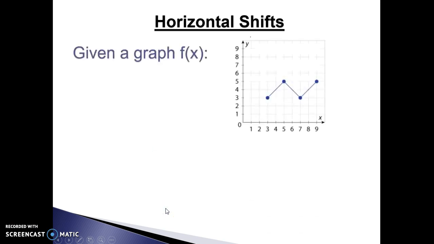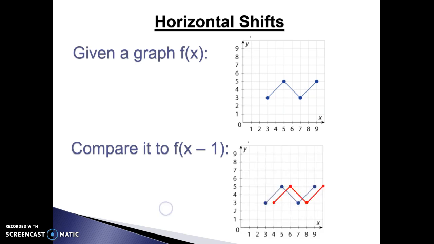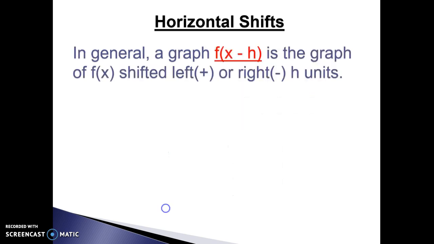Alright, so now let's look at our original function, and compare it to the graph of f of x minus 1. Again, the x minus 1 is in parentheses. If we look at our red graph, you can see that it has been moved to the right 1 unit. So in general, a graph of f of x minus h, where the x minus h is in parentheses, if that h is positive, then it has been shifted to the right. If it is negative, then it has been shifted to the left.